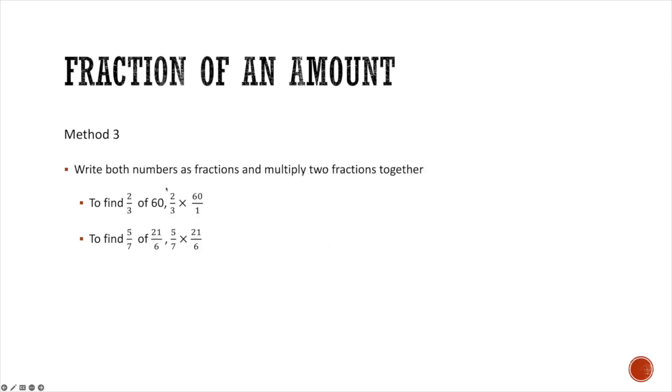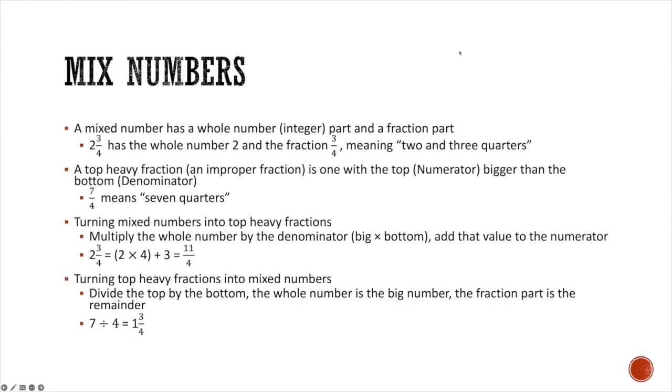Method 3: write both numbers as fractions and multiply the two fractions together. To find 2/3 of 60, we write it like this: 2/3 multiplied by 60/1. We can simplify and multiply. To find 5/7 of 21/6, we write it like this: 5/7 multiplied by 21/6. Mixed numbers.